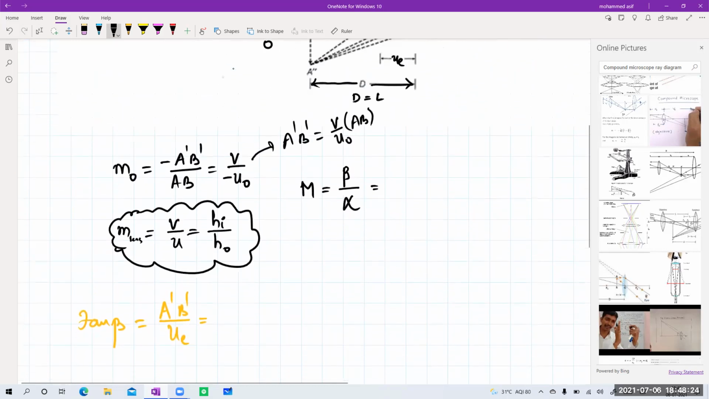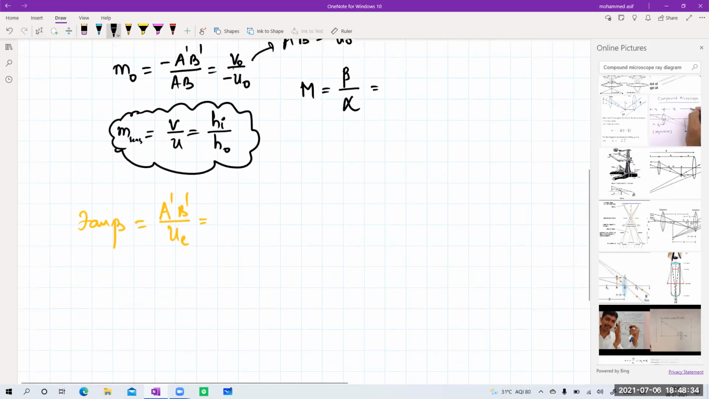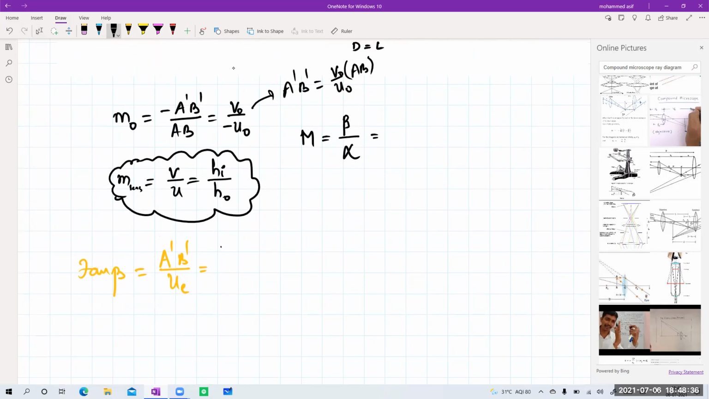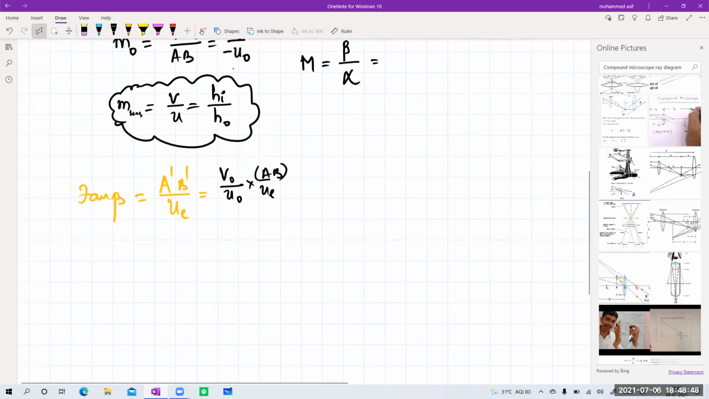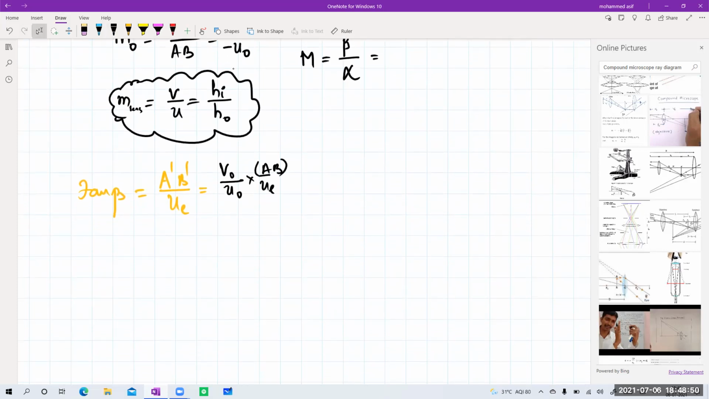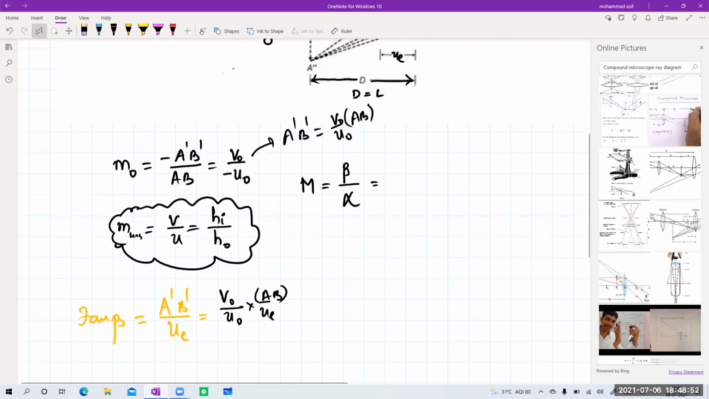V value is how much right now here? V naught. This one is nothing but V naught, the image of your object. So A dash B dash can be written as V naught divided by U naught into 1 by UE into A into B. Is that clear?